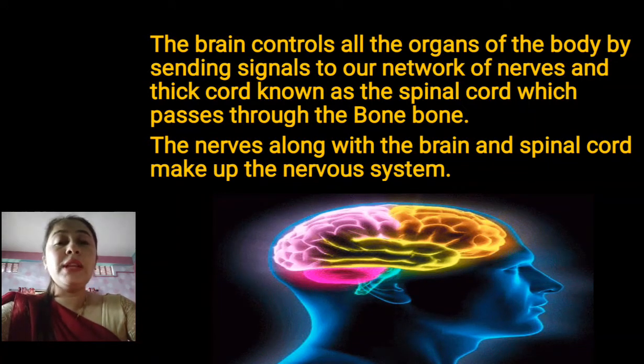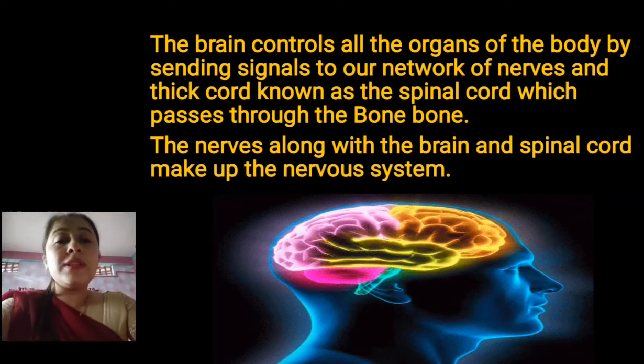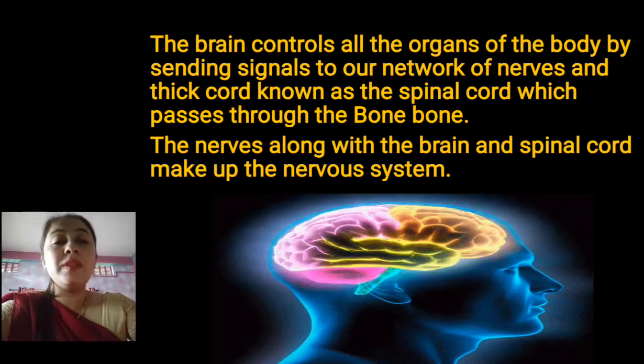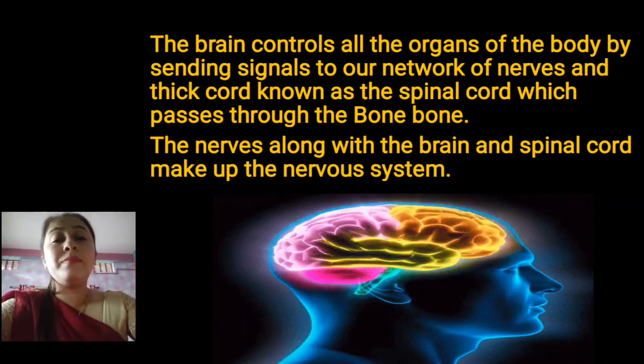We know that it controls all the organs of our body, and the signals are sent through the network of nerves, many nerves, and the thick cord, that is spinal cord, which is present inside our backbone, right? So it is present in the backbone. So the nerves along with the brain and the spinal cord make up the nervous system. So what is nervous system? Nervous system is the system where the nerves along with the brain and spinal cord make the system.